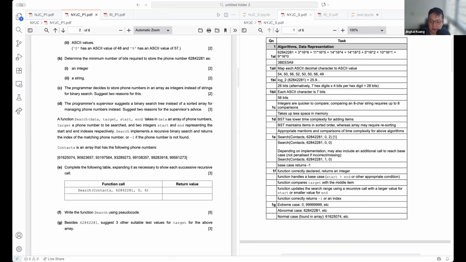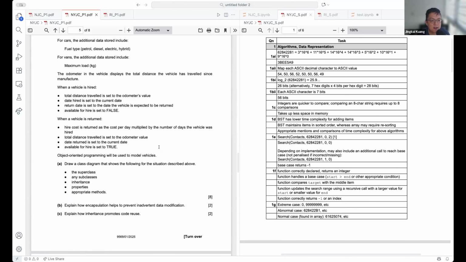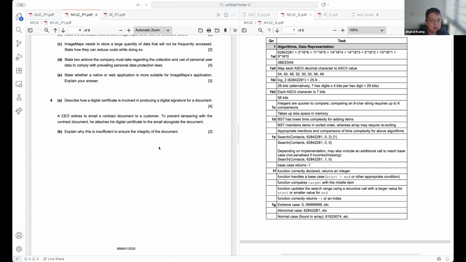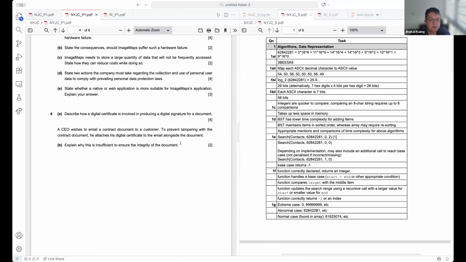Okay. What else? Anything? Question 4. What's question 4? I just scanned a bit. Question 4 is what? Digital cert. I think so many times already. Go and figure out. Okay. Let's go to RI. RI question 7. One also got a little bit of votes.